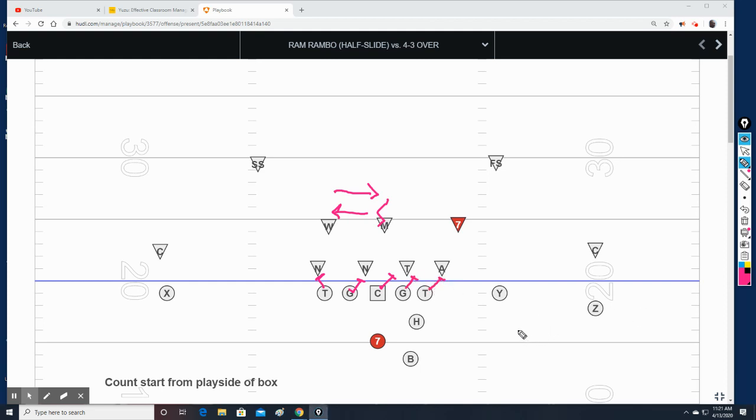Now we look at that, okay? Those four blockers right there can block any combination of four out of these guys, okay? That'll come into play later. The running back in this scenario, we put the running back here because the slide is going to the right and the running back goes opposite. And the running back would read one to two linebackers to his side, okay?